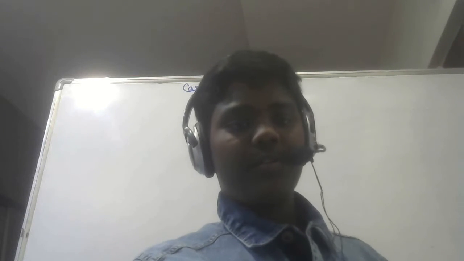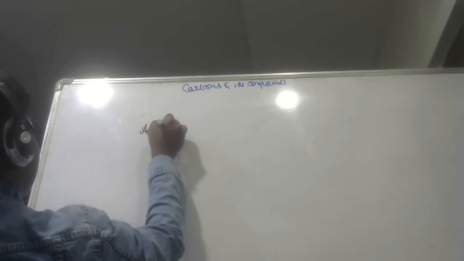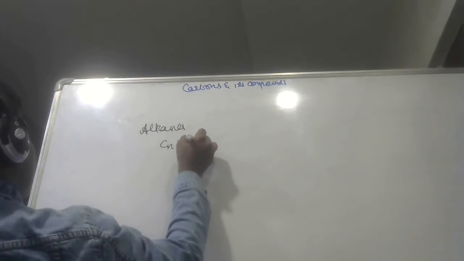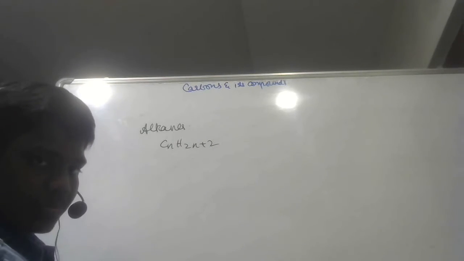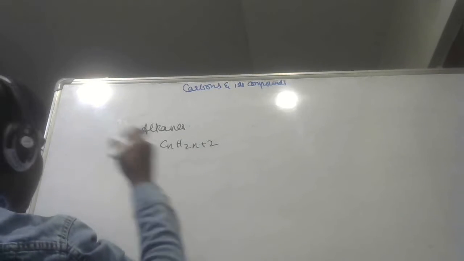In my previous video, we discussed alkanes. Now let us have a summary on the alkanes once again. The general formula of alkanes is CnH2n+2.